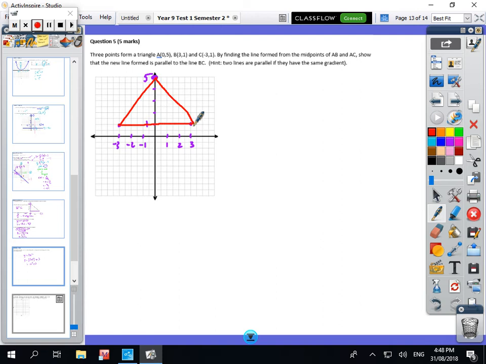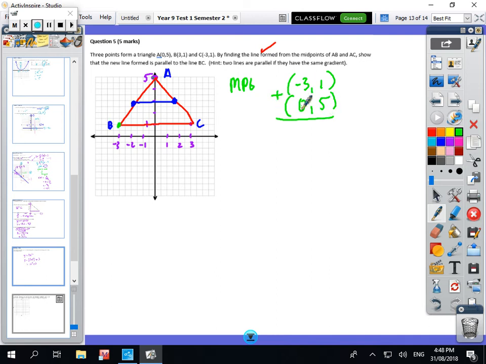So we formed a triangle, and we've got the midpoints of AB and AC. Show that the line formed is parallel to BC. So BC is down there. That's point A. So we've got midpoints we have to calculate. We've got -3, 1 connecting to 0, 5. So we add.